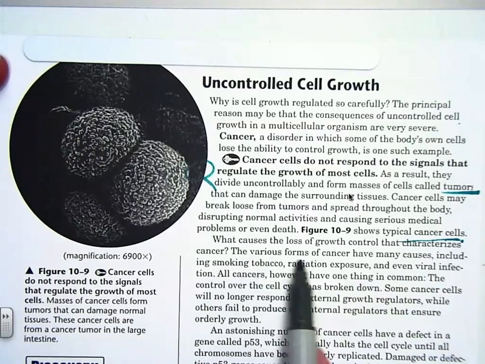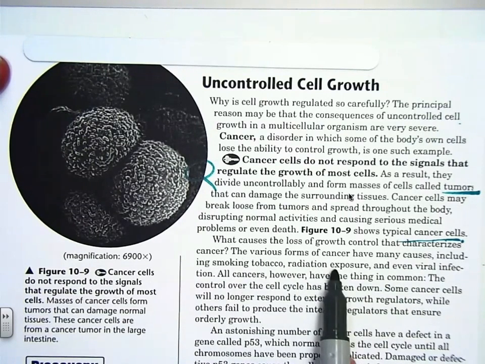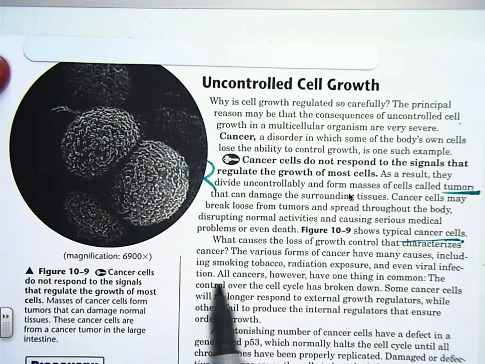The various forms of cancer have many causes, including smoking tobacco, radiation exposure, and even viral infection. All cancers, however, have one thing in common. The control over the cell cycle is broken down. Some cancer cells will no longer respond to the external growth regulators, while others fail to produce the internal regulators that ensure orderly growth.